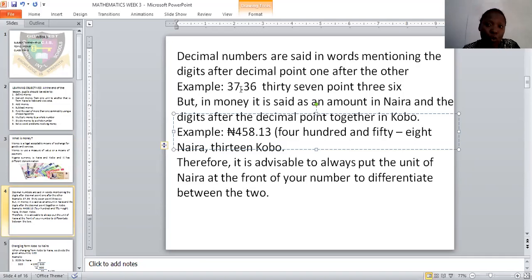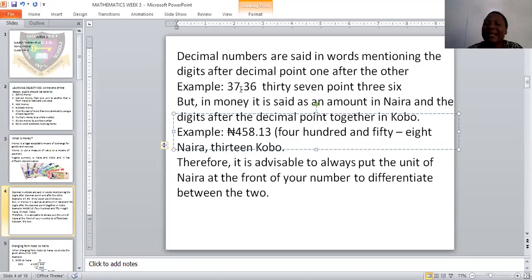Going against the rule as for decimal number, which you have to mention the digits after the decimal point, one after the other. But for money, you mention the amount of the whole number in that decimal number as naira. And after the decimal point, you say the digits together in kobo. So this is 458 naira 13 kobo.